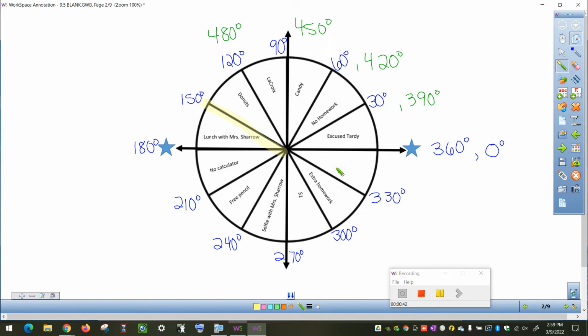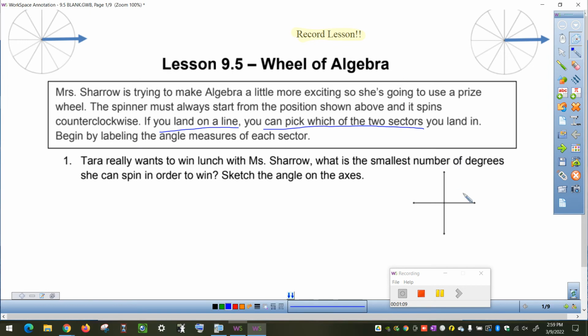I had a couple people here say 151 degrees, just thinking it has to actually be in the sector, but it turns out it's okay if it is just on the line. So here's how we're going to go ahead and label that here. When you're drawing an angle, there's three things that I want you to include in your picture.